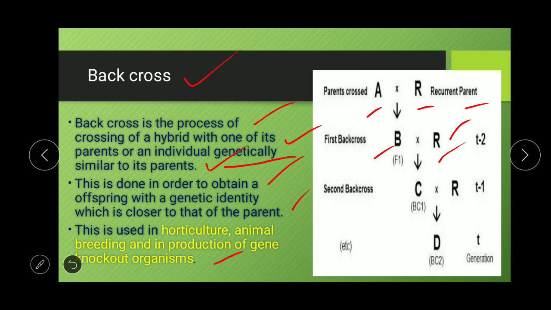So gene knockout organisms means you have to eliminate some effect of a gene, you have to add some effect of a new gene in order to increase the productivity. So these are used in horticulture, animal breeding and production of gene knockout organisms.